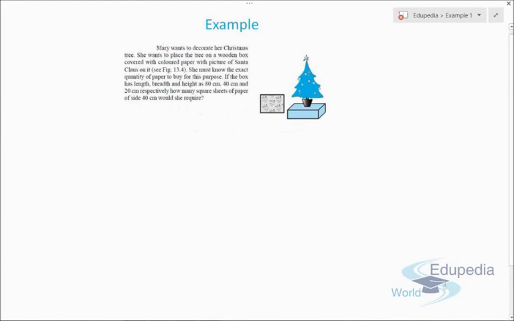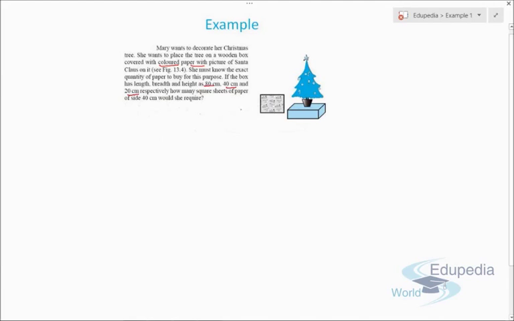Example 1 says that Mary wants to decorate her Christmas tree. She wants to place the tree on a wooden box covered with colored paper with a picture of Santa Claus on it. Now she must know the exact quantity of paper to buy for this purpose. If the box has length, breadth and height as 80 cm, 40 cm and 20 cm, we need to find how many square sheets of paper of side 40 cm she will be requiring. So let's see how we can solve this question.